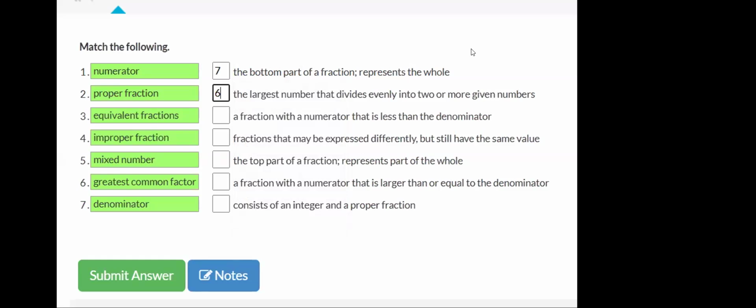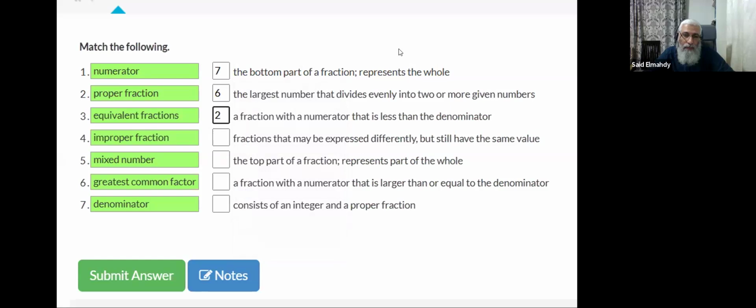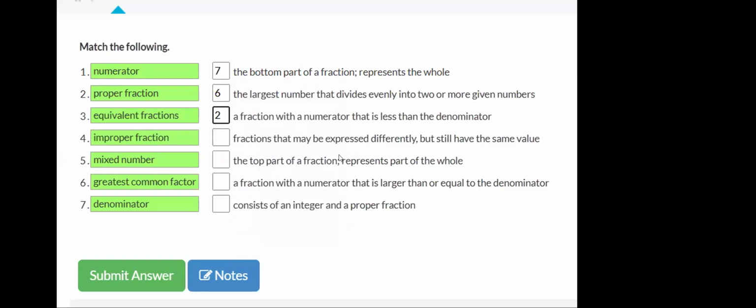A fraction with a numerator less than the denominator is a proper fraction. Yes. Fractions that may be expressed differently but still have the same value are equivalent fractions.